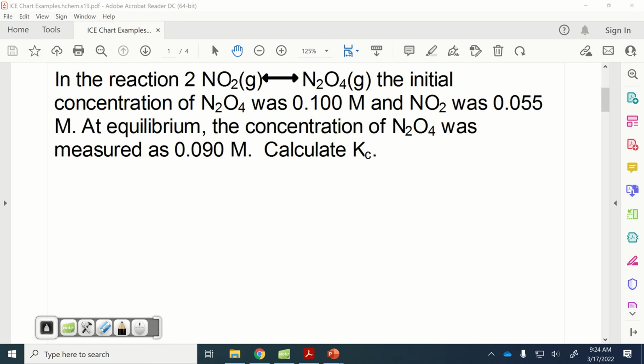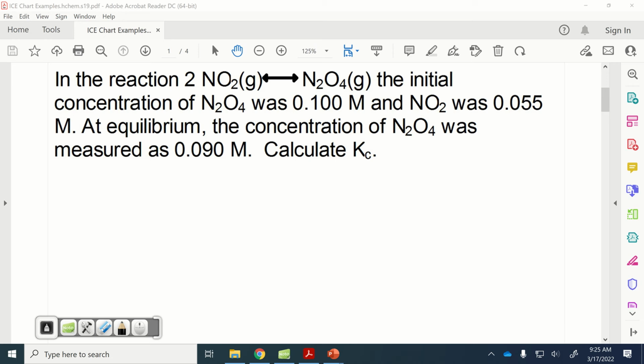In the reaction, 2NO2 is at equilibrium with N2O4. The initial concentration of N2O4 was 0.1 molar, NO2 was 0.055 molar, and at equilibrium, the concentration of N2O4 is now 0.090, and it wants you to figure out what Kc is. We will almost always be calculating what Kc is. When you get to higher level chemistries, you might actually have to solve for the chemical concentrations. That just involves quadratics, so we are not going to do that on the test at all.